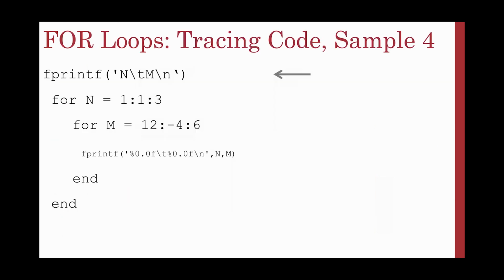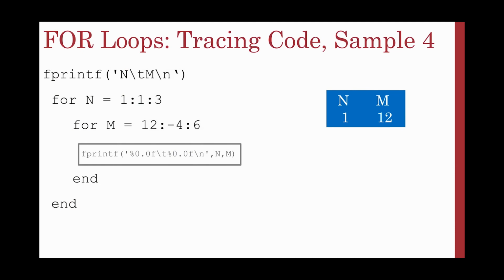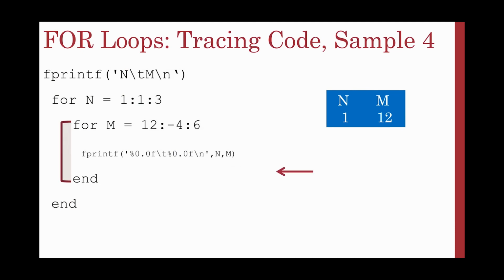So now we're actually going to trace a nested for loop. So we're going to print n and m, and then we're going to work our way through this loop. So the first thing we're going to do is print them. So next we're going to have for n equals 1, then we're going to have m is equal to 12. We're going to print the values. We have 1 and 12. And then we're going to keep going through this loop.